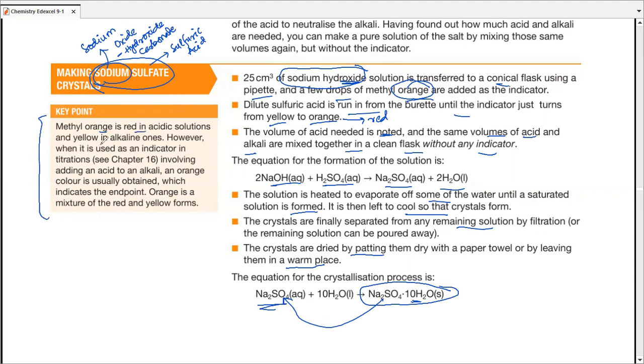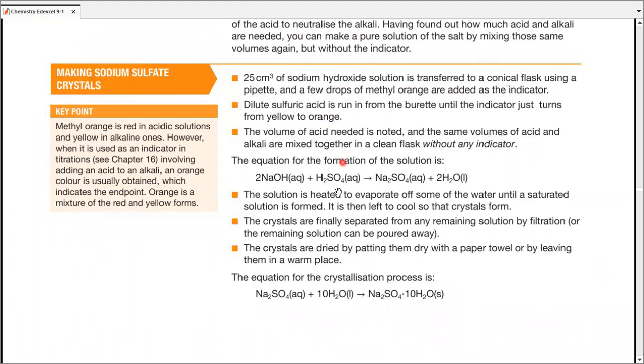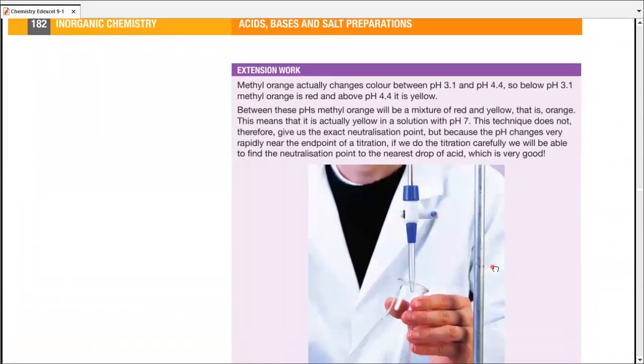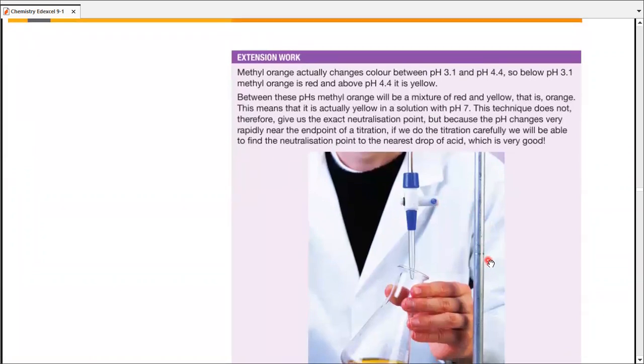Now remember, the key point is mentioned over here. Methyl orange is red in acidic, yellow in alkaline, and orange in neutral solutions. So from yellow to orange is what you need to obtain. Orange is a mixture of red and yellow, so sometimes it's a little bit difficult to differentiate between the colors. But once you perform this entire experiment with your own hand, you will easily be able to do it next time.